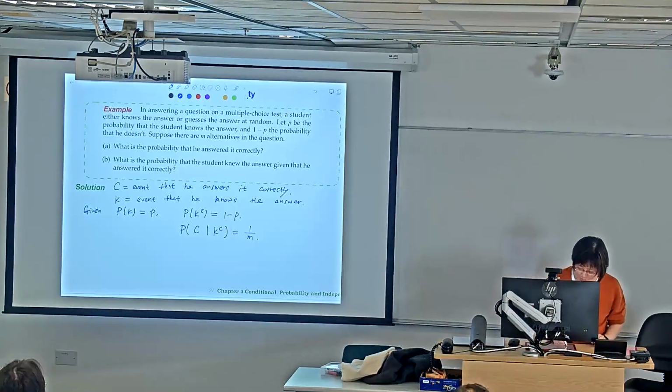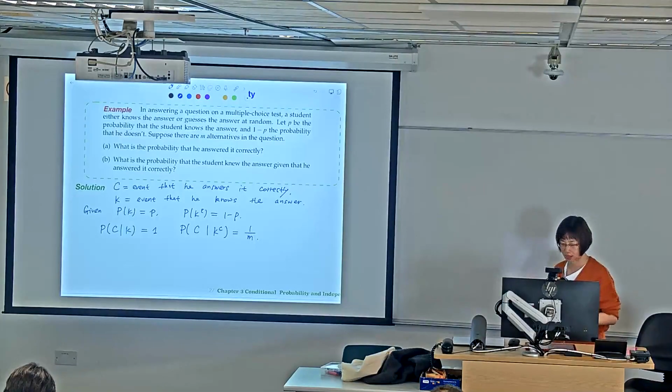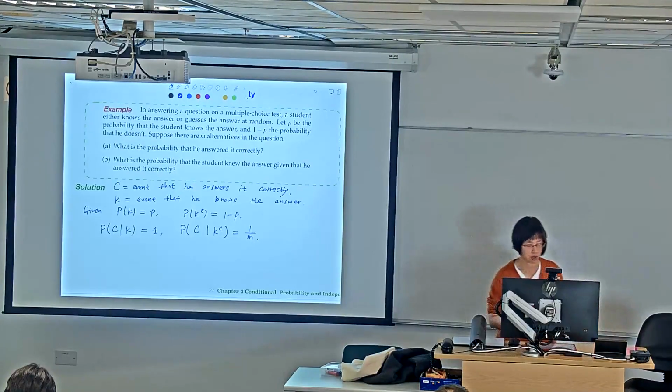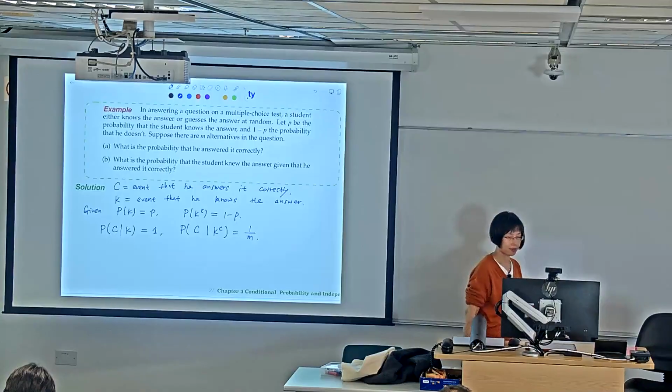And similarly, let's also find the probability that the student answers correctly, given that he knows the answer. Naturally this equals 1. If he knows the answer, he answers correctly.